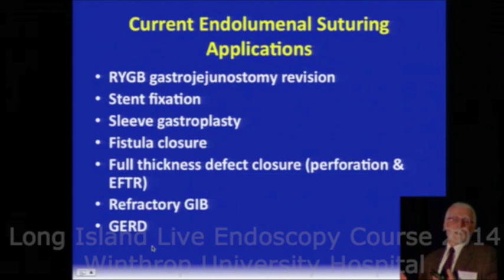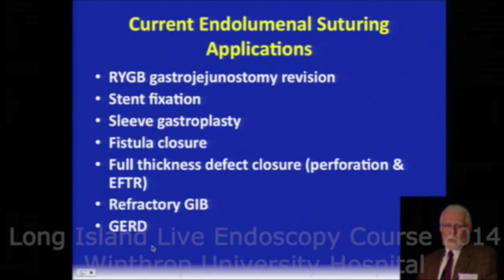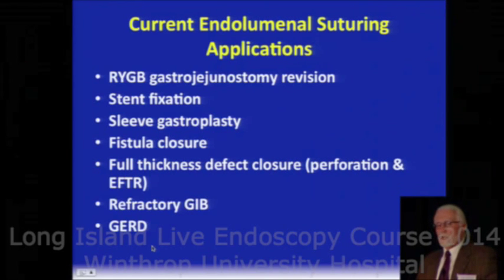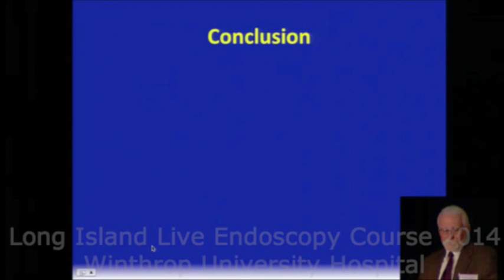So what is being sutured other than full thickness openings in the GI tract? Well, probably the number one application of suturing right now is revision of the Roux-en-Y gastric bypass gastrojejunostomy. This is the number one application. It's followed next by stent fixation, which I showed you. It's followed then probably by sleeve gastroplasty for weight loss, which you'll see today. And then fistula closures, full thickness defect closures, refractory GI bleeding, and even the GERD scene is starting to pick up with suturing once again. So these are the wide range of applications that can be accomplished with flexible suturing.